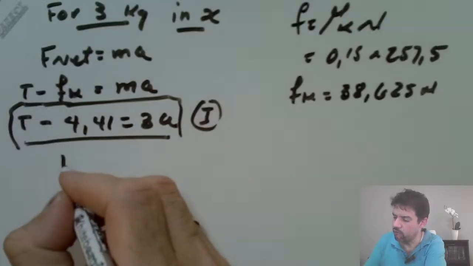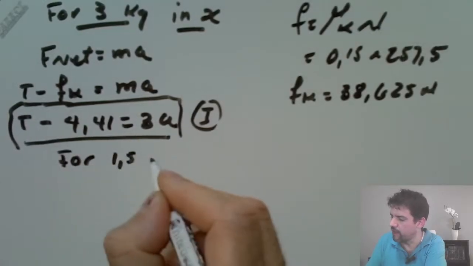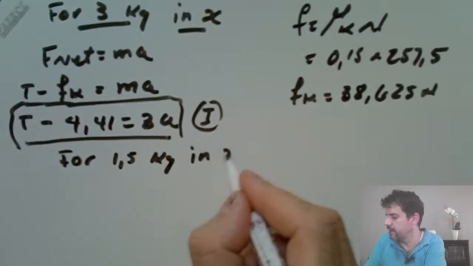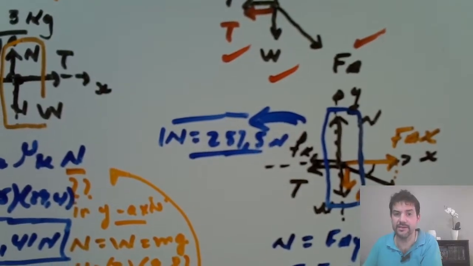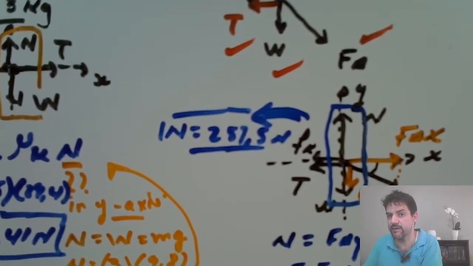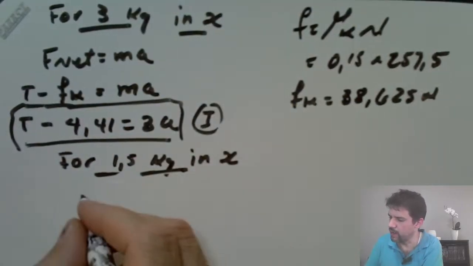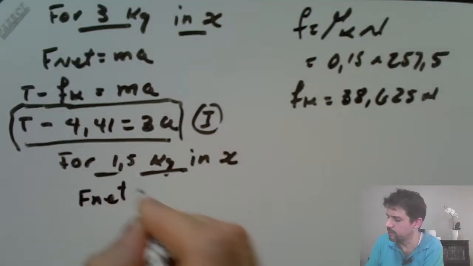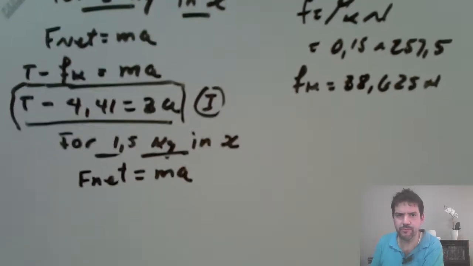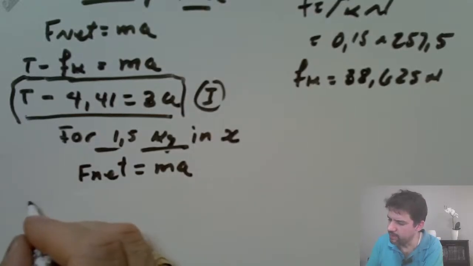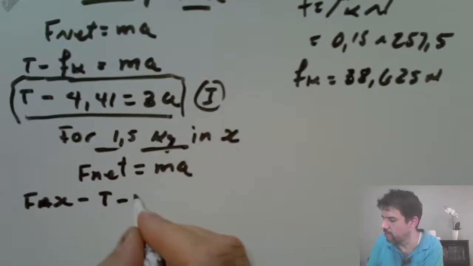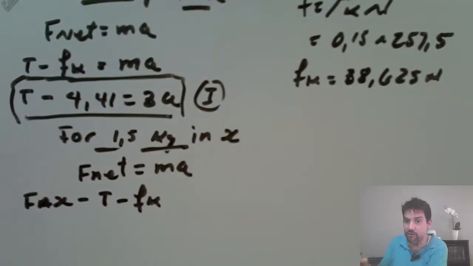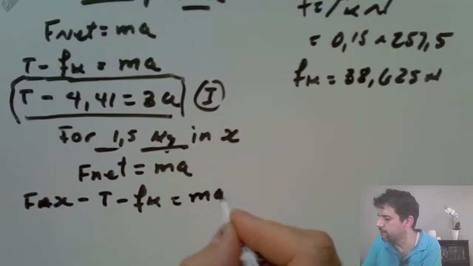So we're going to work now for 1,5 kg in x. That one is the one we were just working here, in x. In x, we have the applied force in x, kinetic friction, and tension. Those are the 3 forces in x. So here we have that net force is equal to ma. In x, we have the applied force in x minus tension minus kinetic friction, which we did calculate already, and that is equal to ma.